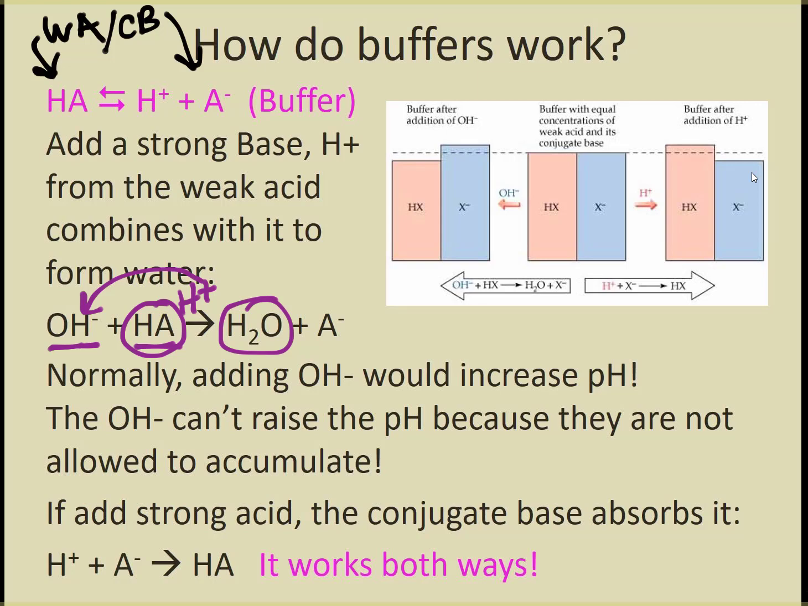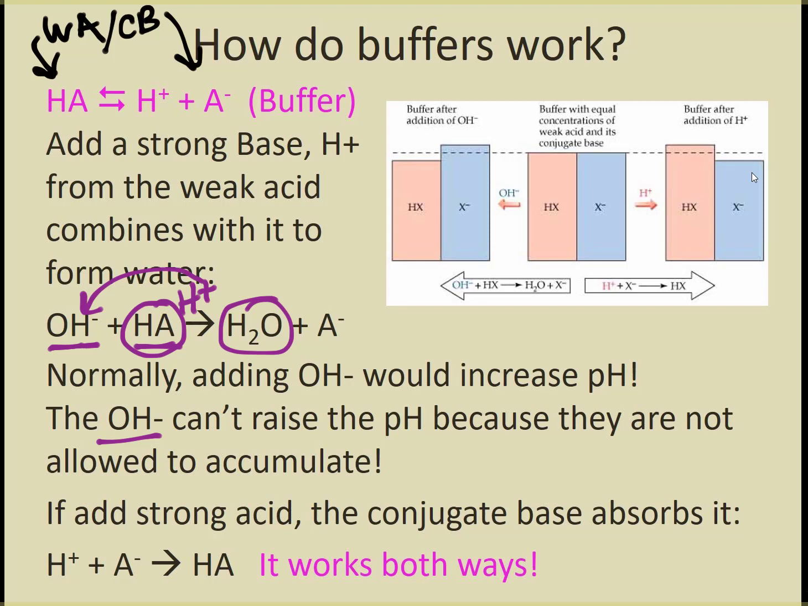And it will keep doing this until you run out of OHs, or until you run out of the weak acid. Now normally adding OH would increase the pH, but as long as you add just a little bit of the OH minus, your pH is going to be balanced. That's because the weak acid will fall apart a little bit to absorb those OH ions. So the hydroxide ions aren't allowed to accumulate, and because of that, they don't affect the pH. They might affect it just a little bit, but it's going to stay around the same pH as you started.